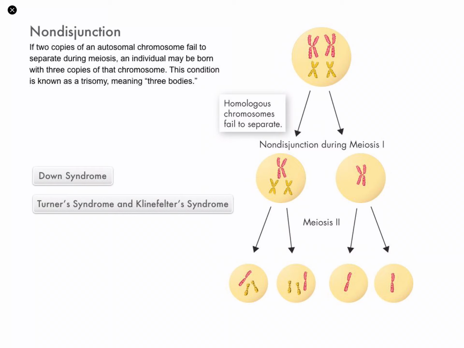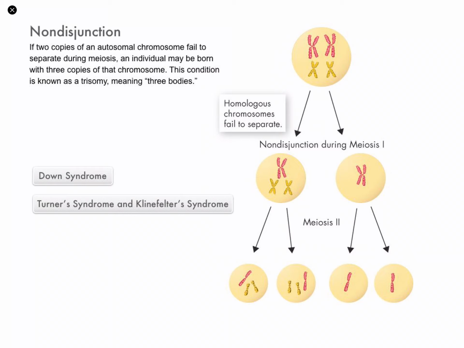Non-disjunction occurs during meiosis 1, which leaves us with 1 red and 2 yellow in the cell on the left and only 1 red in the cell on the right. If meiosis 1 would have occurred correctly, we should have 1 red and 1 yellow in each of those 2 cells. Meiosis 2 occurs, and it's leaving us with 4 cells. The first one, a red and 2 yellow. The second one, a red and 2 yellow. And the third and fourth, just with a red. If meiosis occurred correctly, we'd have 1 red and 1 yellow in each of the 4 cells.